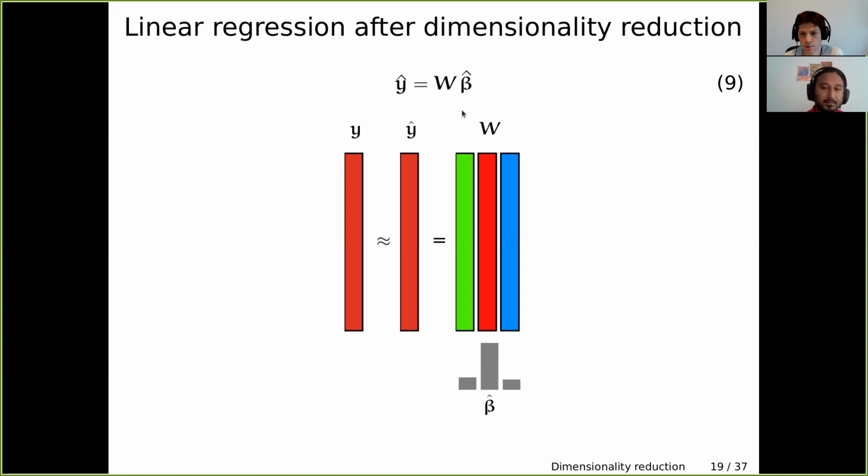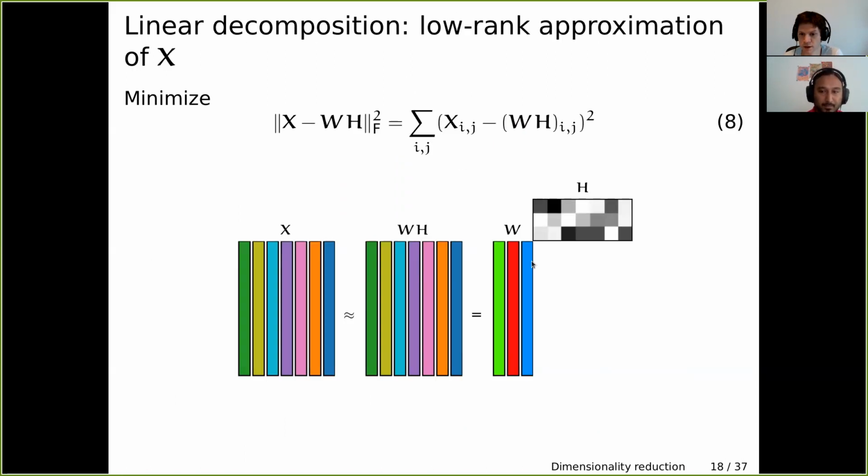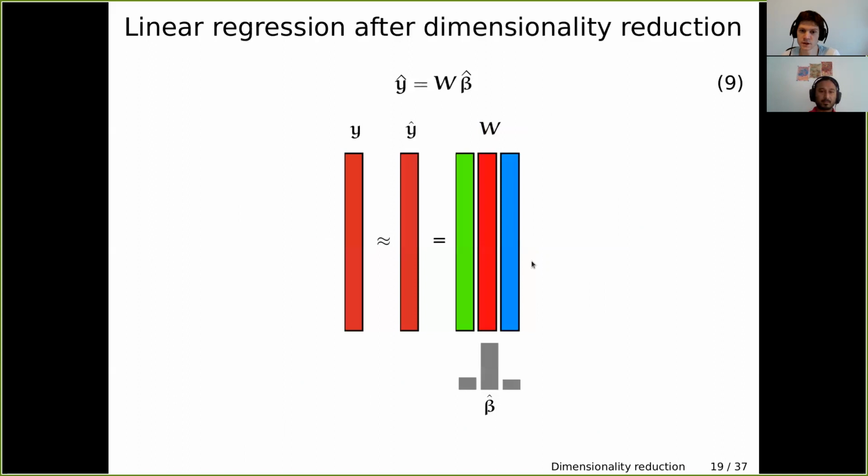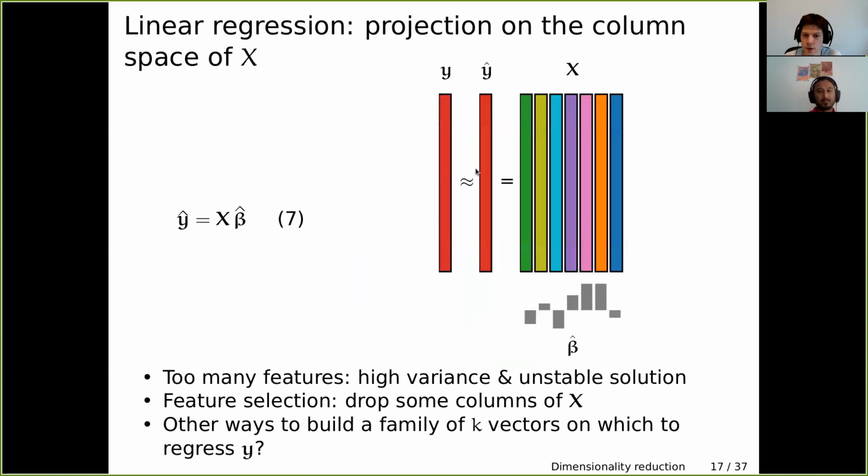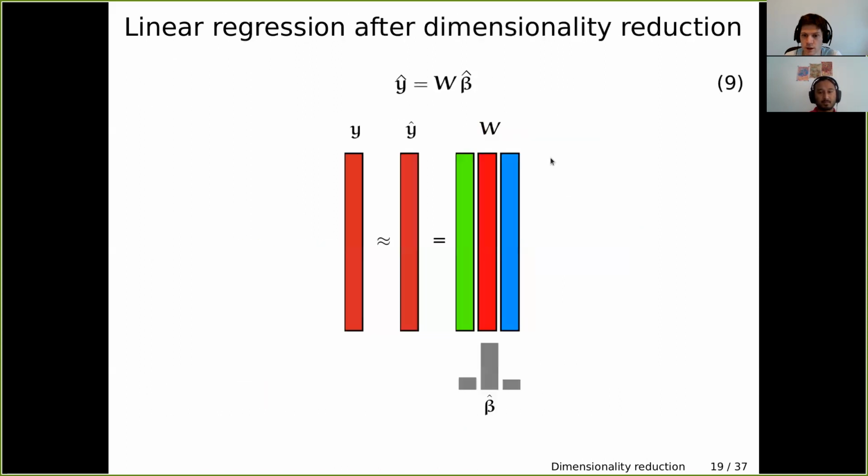And now that I have built this summary of the data matrix X, instead of trying to write Y as a combination of all the columns of X, I try to approximate Y with a combination of these few column vectors that I use to summarize X. So I constructed this small family of n-dimensional vectors W, and now I will regress Y on W instead of regressing it on the full X.